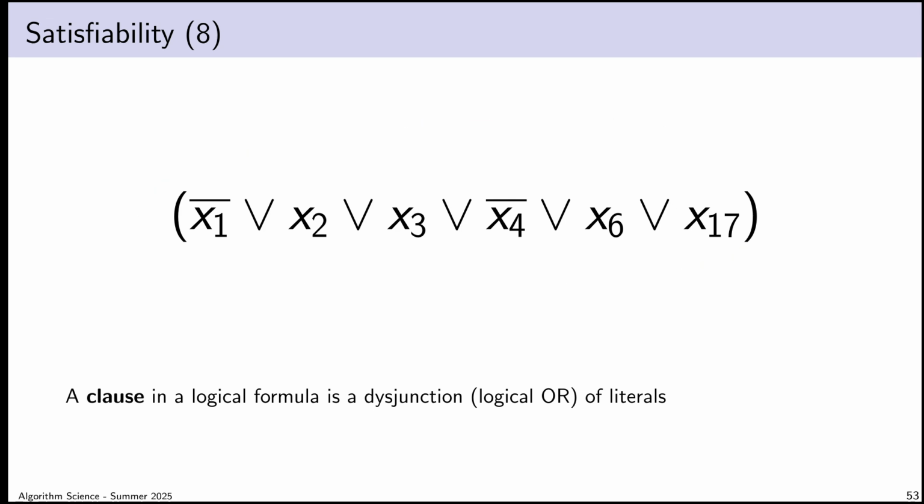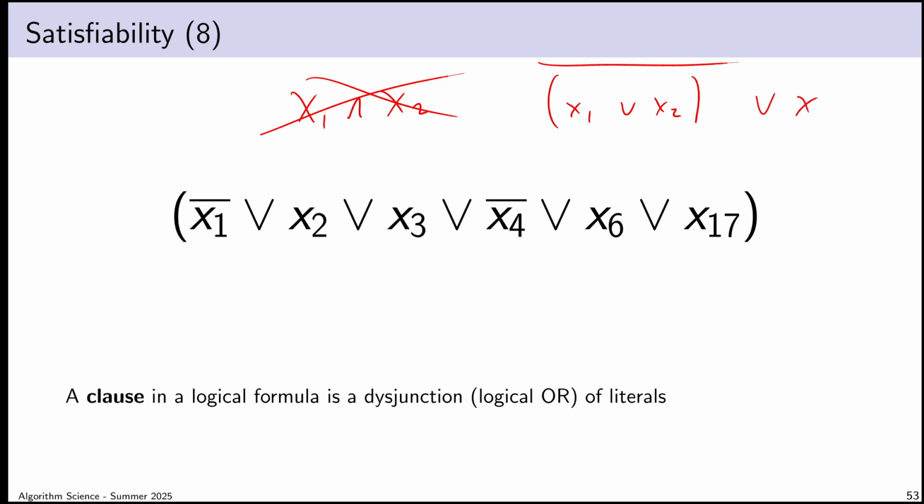Here are some examples of things that aren't clauses. So x1 and x2. No, that's not a clause because that involves logical and. That involves a conjunction. Another thing that is not a clause would be something more complicated like x1 or x2 and then a big not sign over that, or x3.